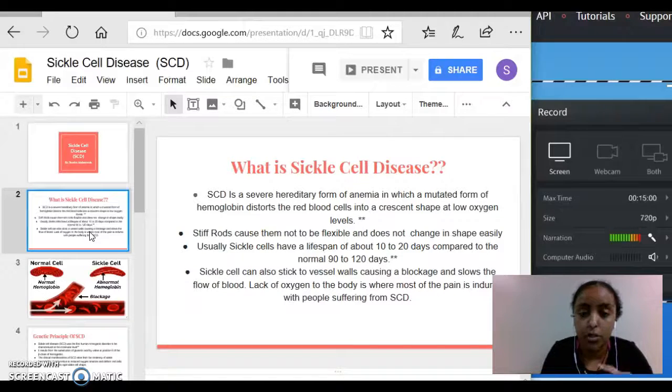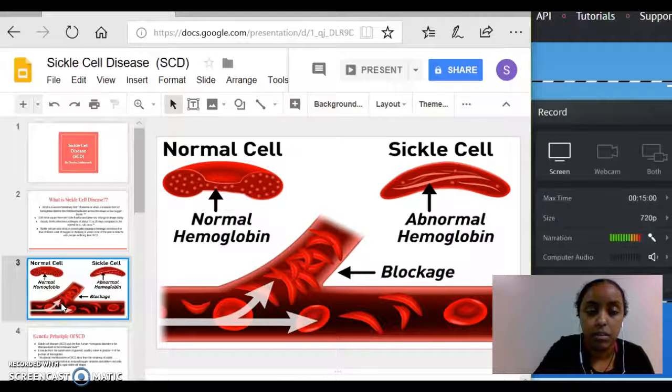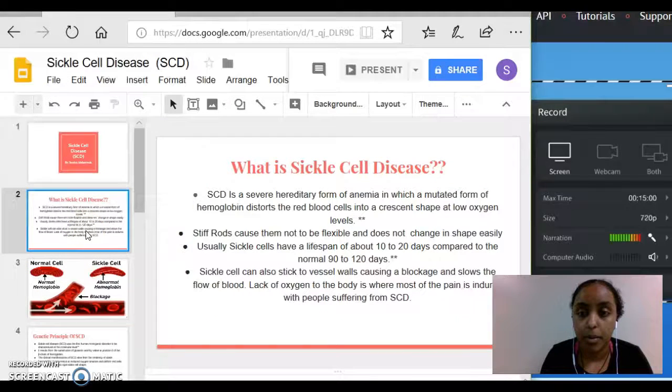It sticks to the vessel walls, causing a blockage and slowing the flow of blood right here, as you can see, and that's where a lot of the pain crisis happens, because the lack of oxygen in the body is how they endure a lot of the pain.